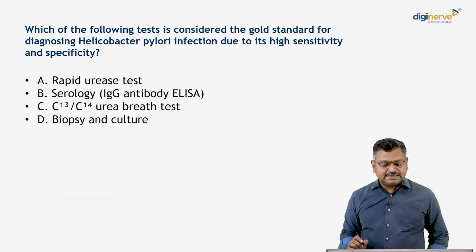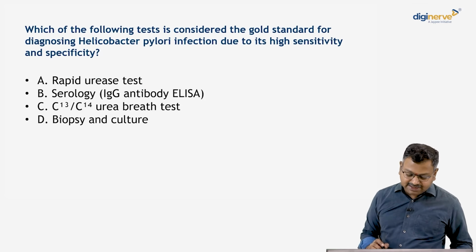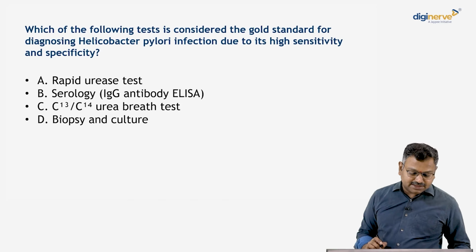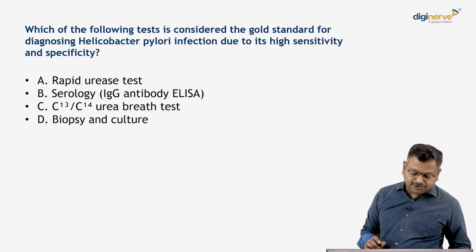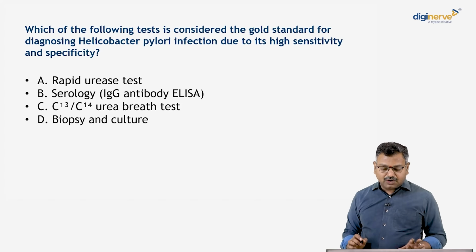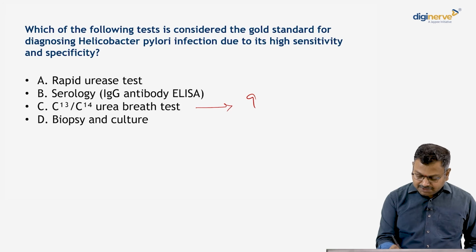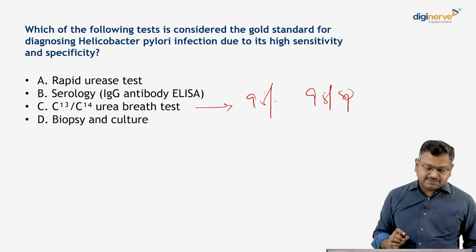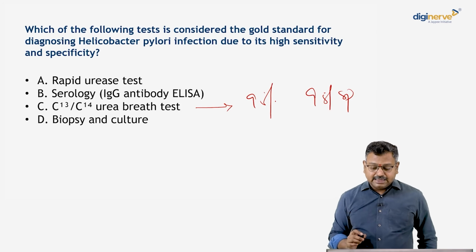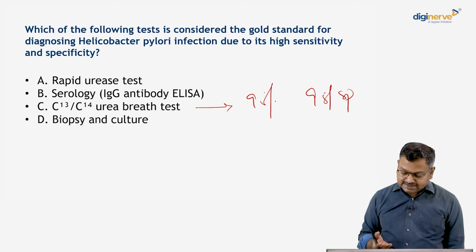Which of the following tests is the gold standard for diagnosing H. pylori infection due to its high sensitivity? Is it rapid urease? Is it serology? Is it the carbon 13-14 urea breath test, biopsy and culture? Please remember, among all these, the most highly sensitive, almost 90% sensitivity and 98% specificity, is with the carbon breath test.